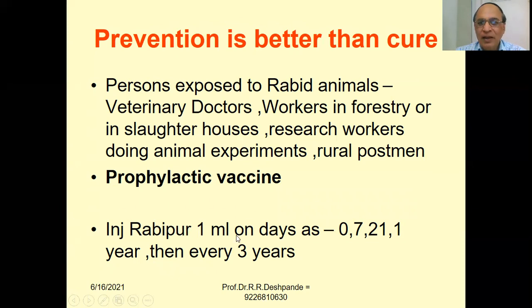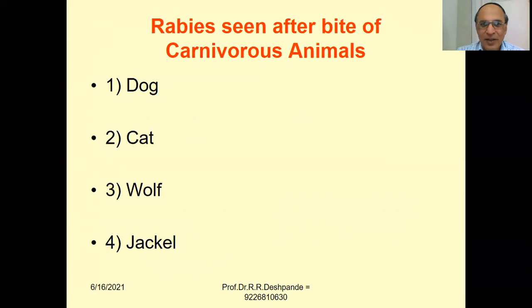Injection Rabipur 1 ml on days 0, 7, 21 and 1 year. That is day 0, the first day, the 7th day, the 21st day, and then after 1 year. This program gives protection for 3 years. So after every 3 years, these people should take the injection Rabipur as prophylaxis, even though they don't get a dog bite. Rabies is seen after the bite of carnivorous animals: dog, cat, wolf, and jackal. So with any of these bites, you should take the rabies vaccination.